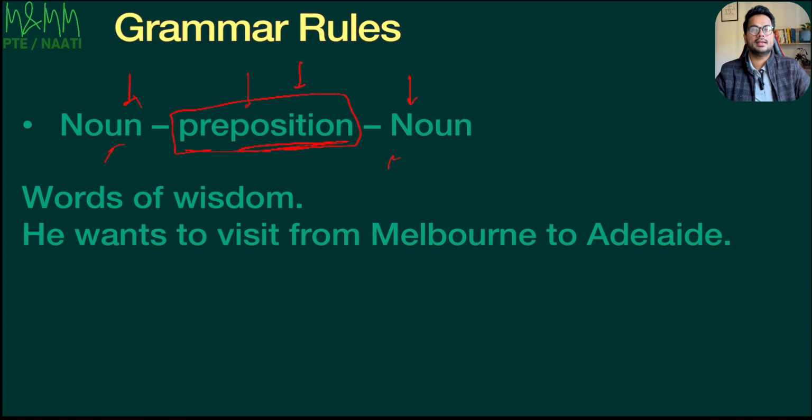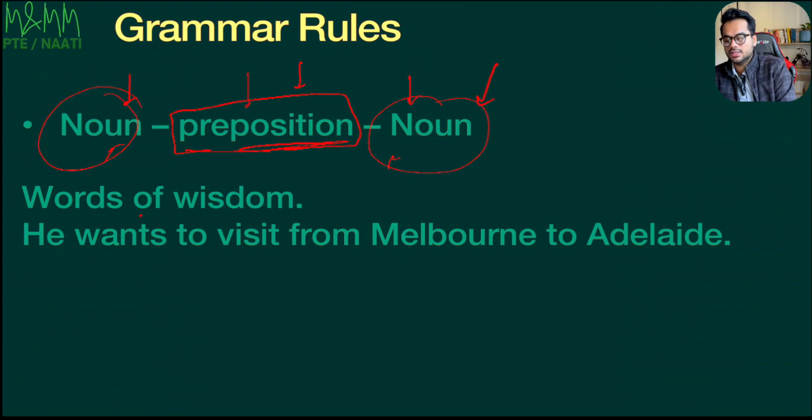If you see a preposition given to you in a sentence and then either side of the word is a noun, let's say left side is a noun, there is a preposition in between and there is a blank after that, or left side is a blank, there's a preposition in between and then there is a noun after that. So either way, if there's one side which is a noun, the other side will automatically be a noun as well. Examples like words of wisdom.